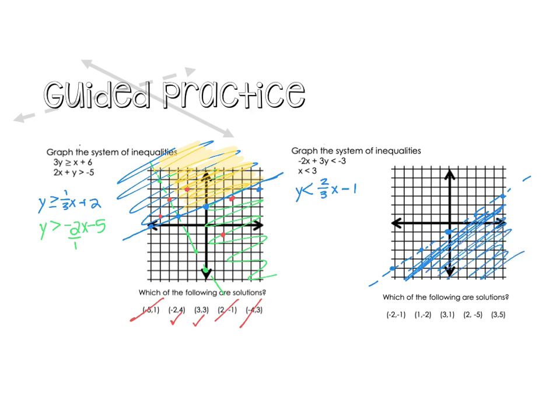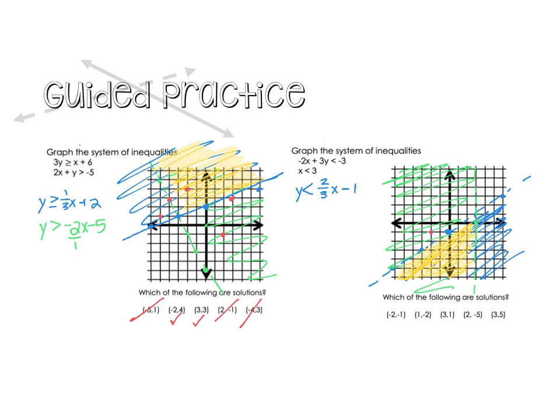Now x is less than 3 is just going to be like this. And because it's less than, I'm going to shade to the left. And our overlapping area is this area right here. So any points that occur in that area are going to be solutions to this system.